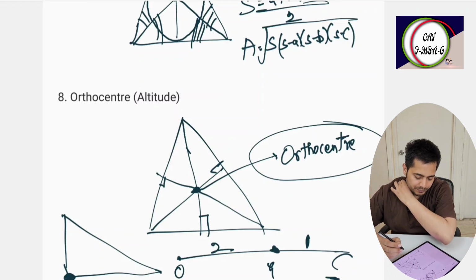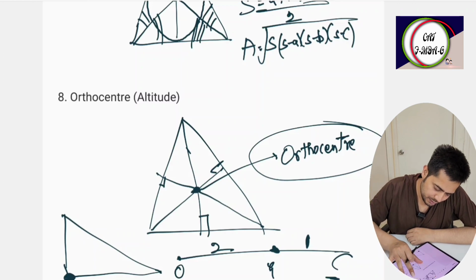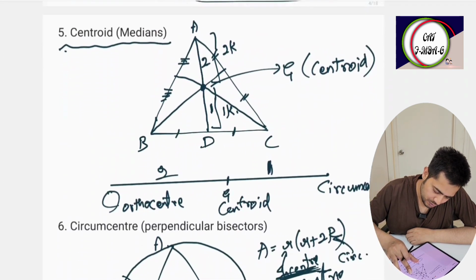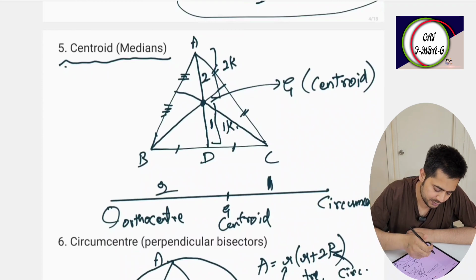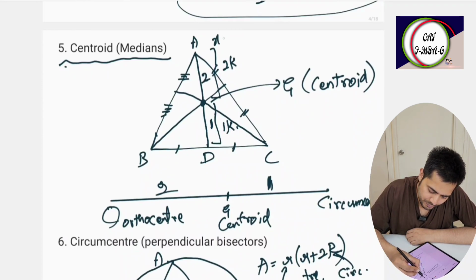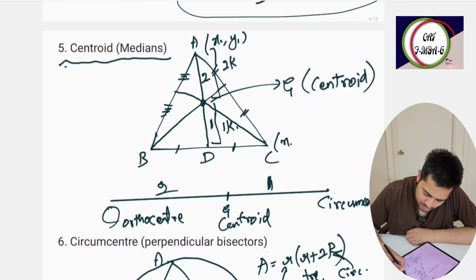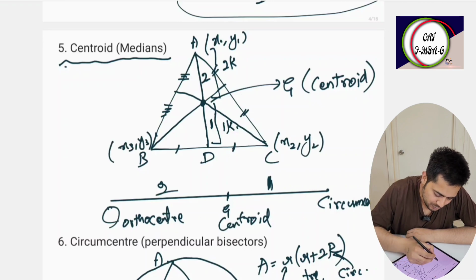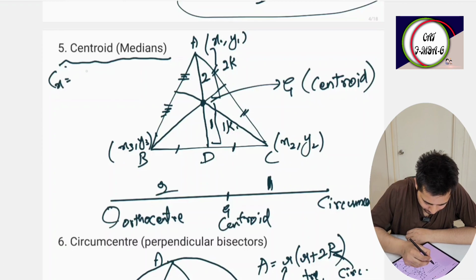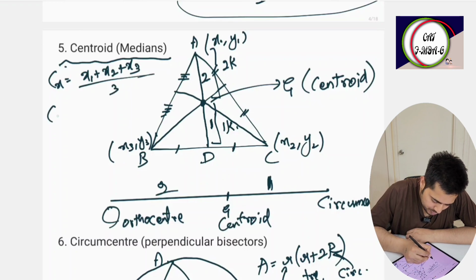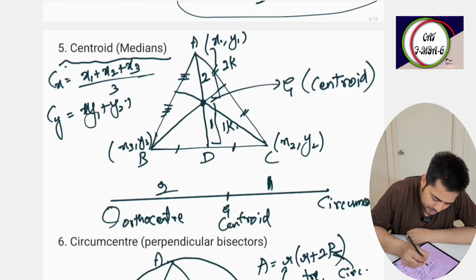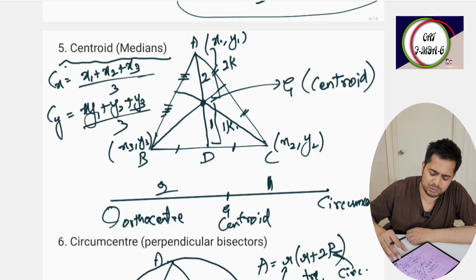Okay, remember this. Another important thing I think I forgot to tell you is one extra formula for the centroid. If these points are (x1, y1), (x2, y2) and (x3, y3), then cx will be given as x1 plus x2 plus x3 by 3, and cy will be given as y1 plus y2 plus y3 by 3. This formula is also used at certain times.